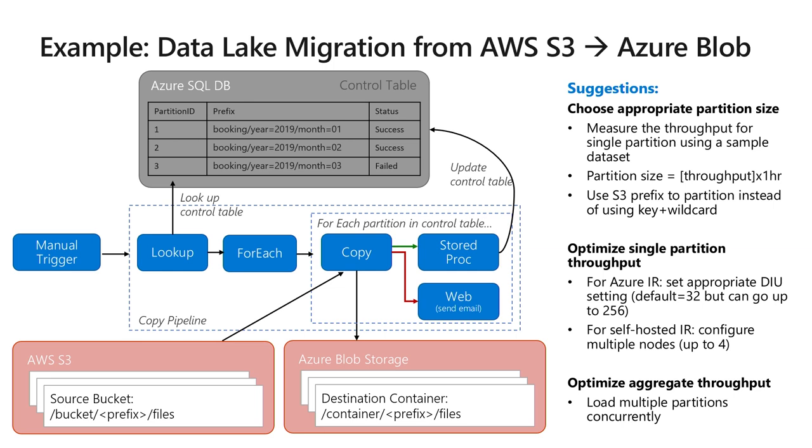So you can do a lookup to get all those metadata settings from the control table, then pass that to a for each. The for each will iterate through all the partitions, or all the different data parts. Then within the for each, you can do a data copy. The data copy will tackle each partition, either concurrently or one by one. For this case, even more advanced, you can have a stored procedure to set back the status of each partition, and that will ease the next iteration as well.